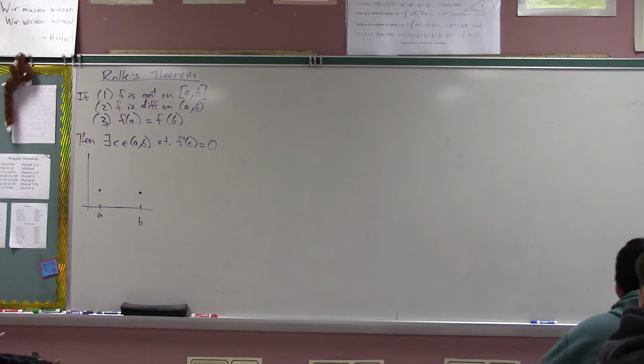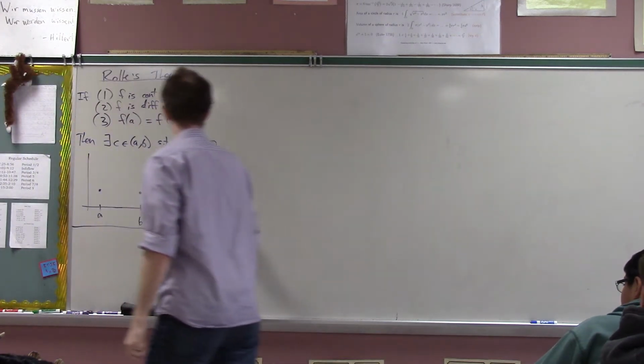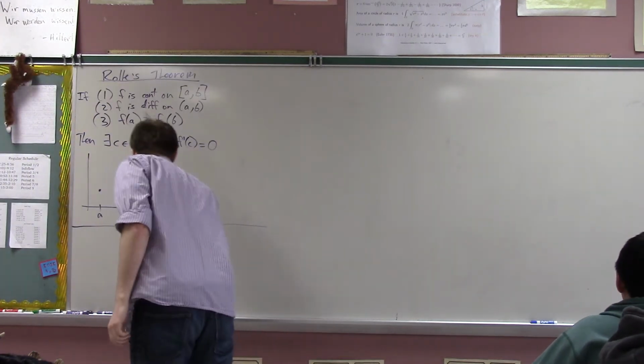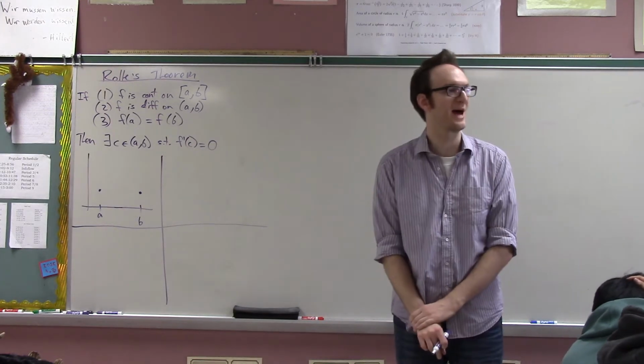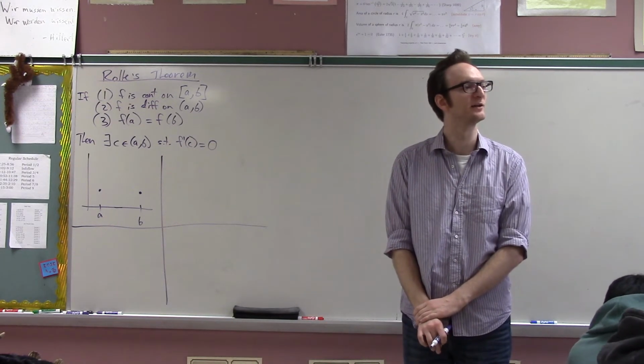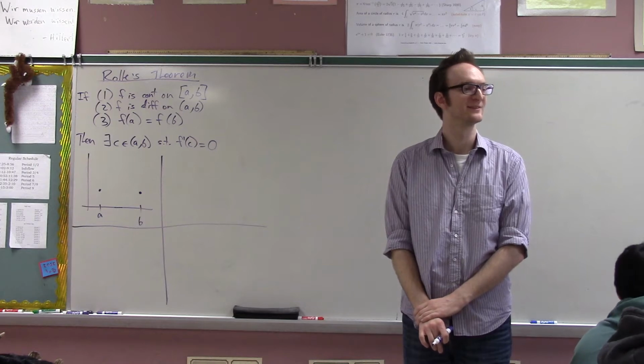Let's make some pictures. What are all the kinds of possible things that can happen? Let's just draw some functions that satisfy Rolle's theorem. What's one thing that could happen? Close the book. Open your mind. Yeah, close the book.